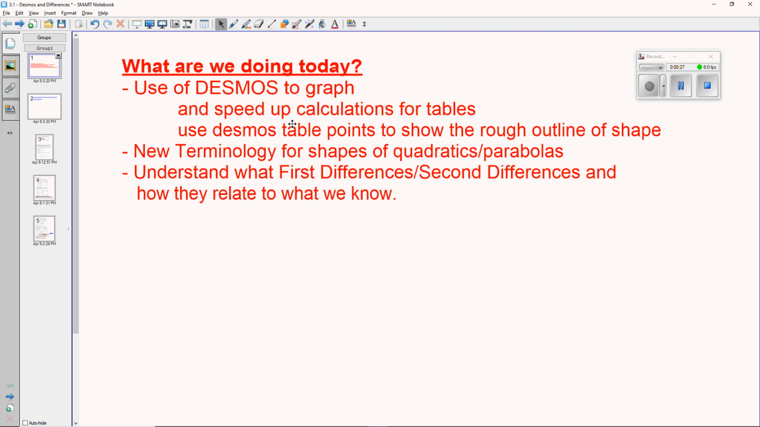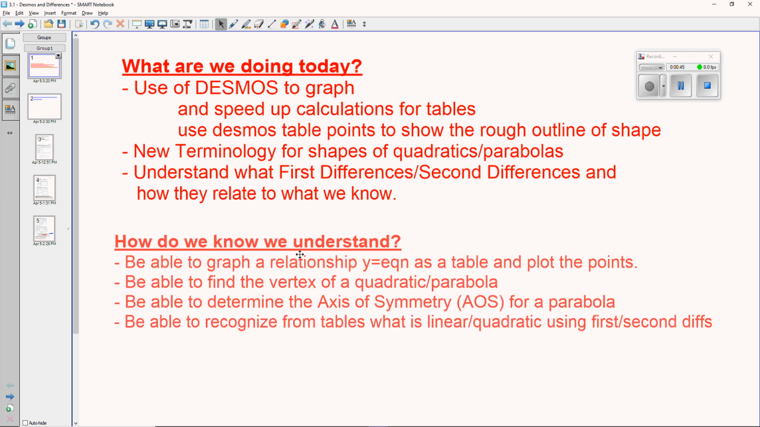Now, the next thing we're going to take a look at is new terminology for some new shapes. It's called a quadratic, also known as a parabola. We're also going to understand what first differences and second differences are and how they relate to what we already know.